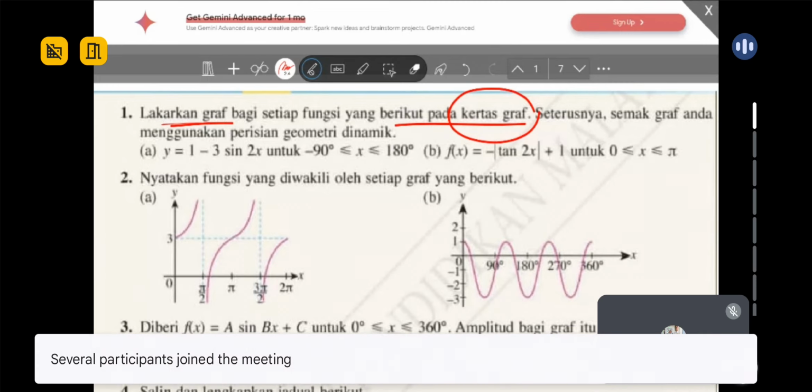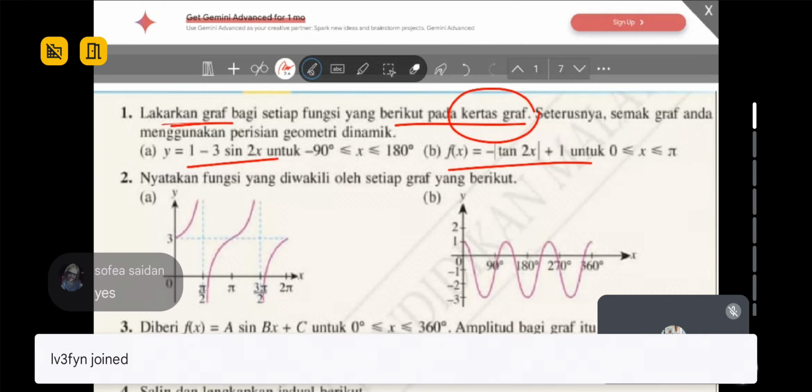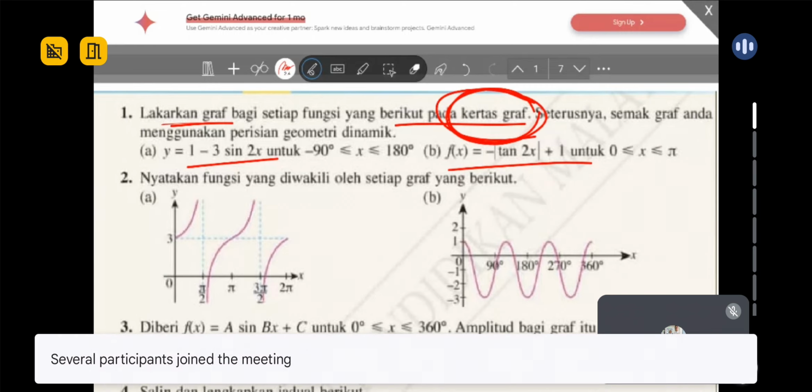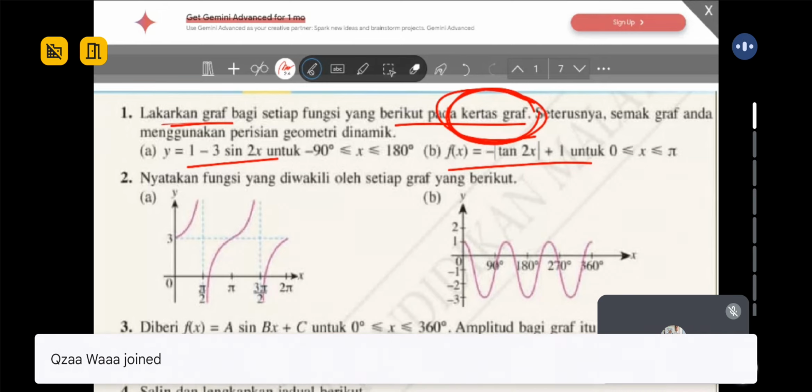So guys, may I know, is the scale important when I draw these two graphs? Adakah skala dia penting untuk soalan ni? Yes or no? Yes, very good. Because they say must use graph paper, so the scale is important. Sebab dia kata kertas graph, so memang kena ikut skala.